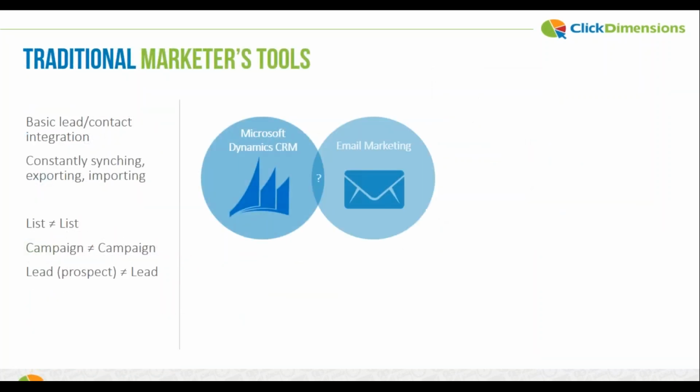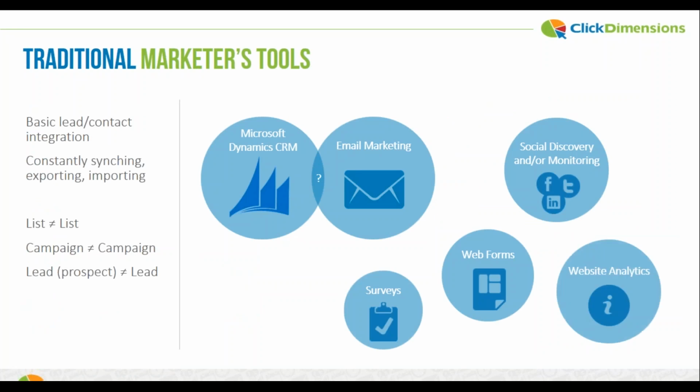Now, the difference between ClickDimensions and every other marketing automation tool out there when it comes to Dynamics is that ClickDimensions is native inside of CRM, meaning everything updates in real time for you. There's no manual work you have to do to push or pull data in. When we compare that to other tools out there, they either have a third-party integration or there's no connection whatsoever.